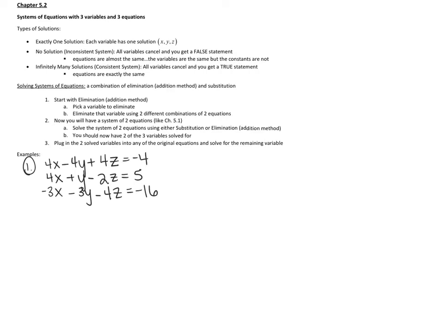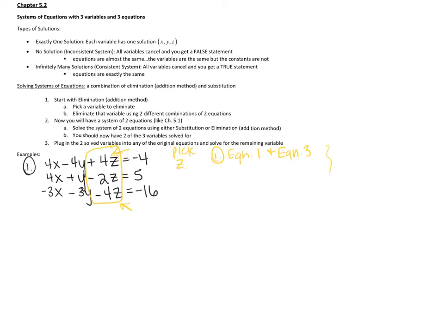So I'm going to go ahead and pick, and remember, it's up to you, my z variable, okay? I'm picking z because when I put equations 1 and 3 together, they're going to cancel. So the first thing I'm going to do is put equation 1 and equation 3 together. That will quickly cancel because I already have a positive 4 and a negative 4.